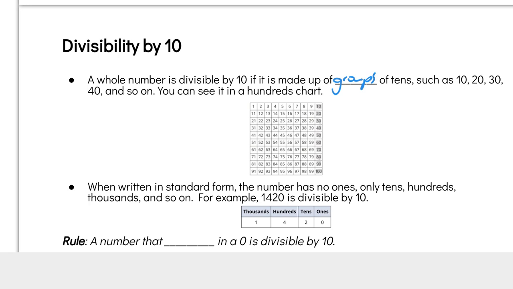When written in standard form, the number has no ones, only tens, hundreds, thousands, and so on. So for example, 1,420 is divisible by 10 because we can see here in the ones position, there is nothing there. All we have are tens, hundreds, maybe thousands, etc. So the rule is a number that ends in a 0 is divisible by 10.